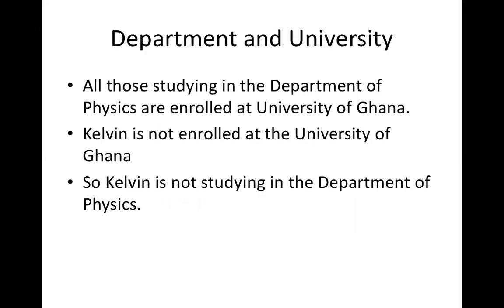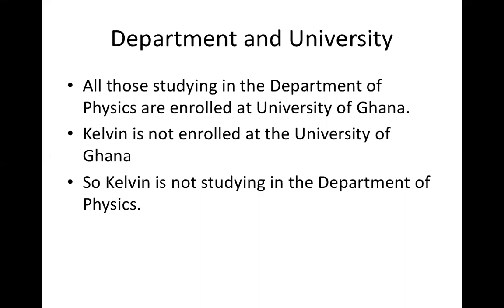So let's say all those studying in the Department of Physics are enrolled at the University of Ghana. Kelvin is not enrolled at the University of Ghana, so Kelvin is not studying in the Department of Physics. Let's assume we are debating whether someone called Kelvin is in the Department of Physics at the University of Ghana. And then someone goes to the registry to find out if he's enrolled at the University of Ghana, and the registrar tells the person that Kelvin is not enrolled. Automatically, that settles the debate about whether he's in the Department of Physics. If he's not enrolled at the University of Ghana, then he's not in the Department of Physics.